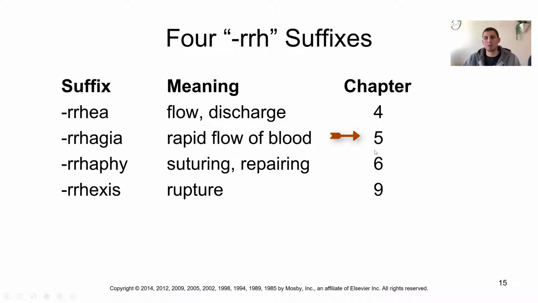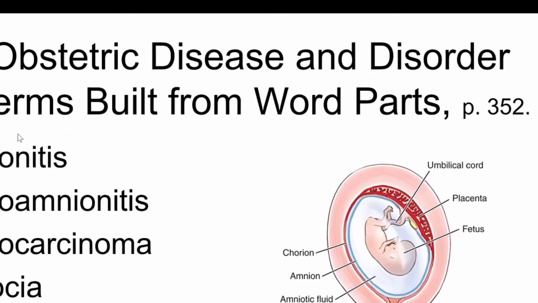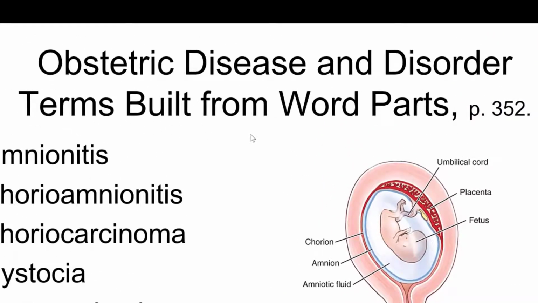And in chapter 5, we talked about rrhagia for a rapid flow of blood. Chapter 6, we mentioned rrhaphy for suturing or repairing. And here in chapter 9, we're seeing this rrhexis, which is going to be used for rupture, as in a premature rupture of the membrane leading to premature birth. Okay, so your chart on page 352 are obstetric disease and disorder terms that are built from word parts.